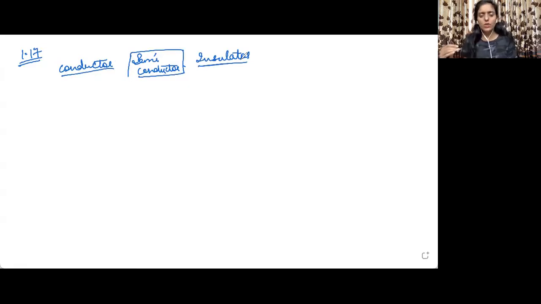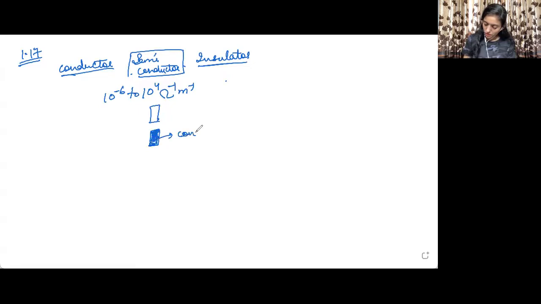So insulator does not allow it at all. Conductor allows it to a large extent, and in between is the semiconductor. So the value for conductivity in case of semiconductor is 10 raised to the power minus 6 to 10 raised to the power 4 per ohm per meter. Now in case of semiconductor, there is a conduction band and there is a valence band. This is the conduction band. There is a valence band.